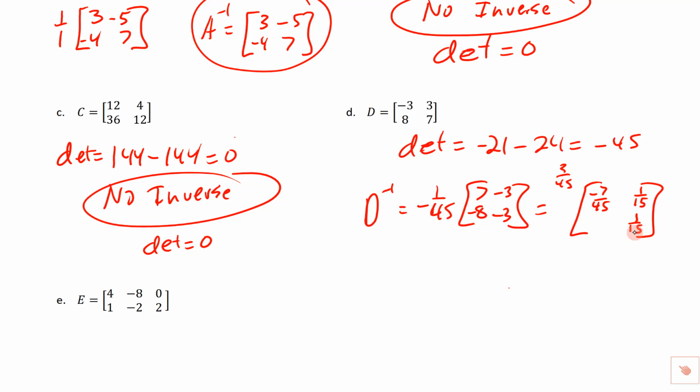This is going to be 1/15. And then this last one right here, that's not going to reduce at all. We end up with 8/45. Whoops, 8/45. Let me make that look right there. Okay, so we've got that one taken care of.